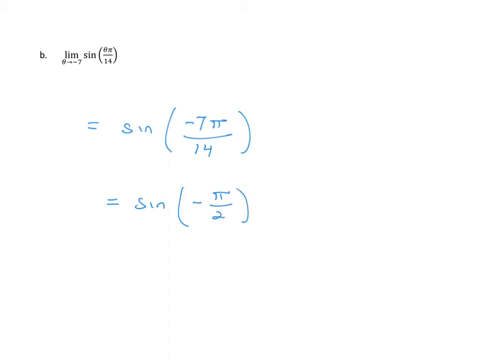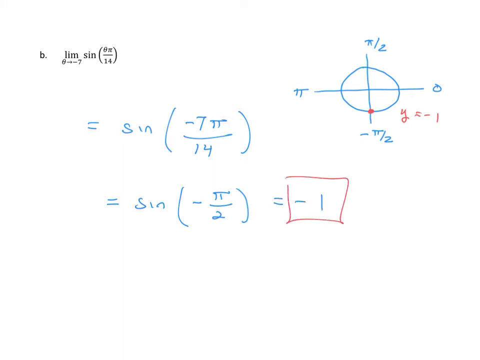So what does sine equal at negative pi over 2? I like to think of a unit circle for help. So this is 0, this is pi over 2, this is pi, but the negative means you go backwards, so this is negative pi over 2. Sine is the y value on the unit circle at this point, and that y value is negative 1. And therefore, this is equal to negative 1 as well, and that's the answer for this limit.